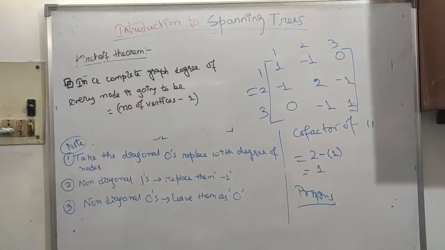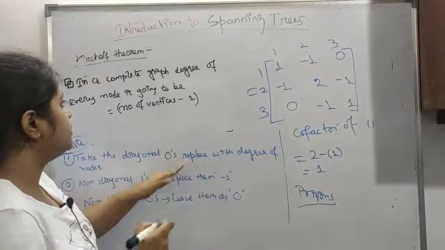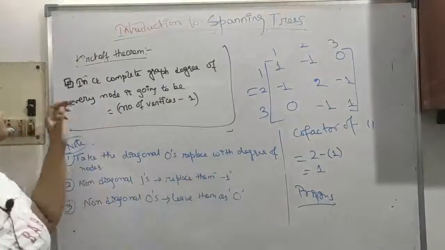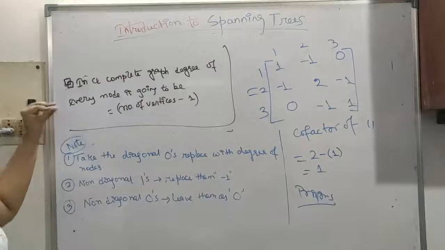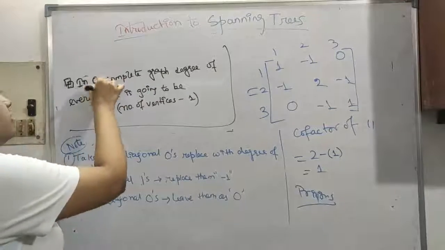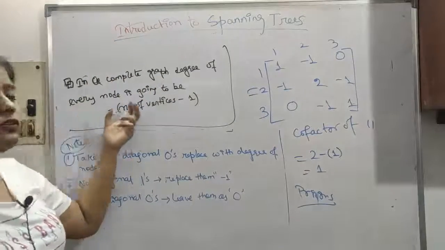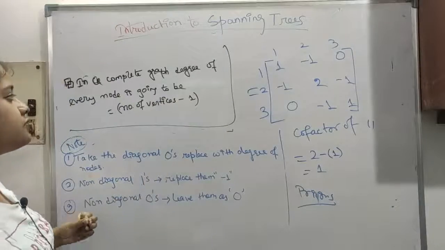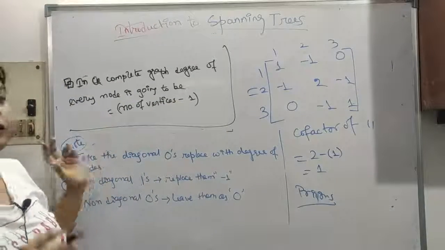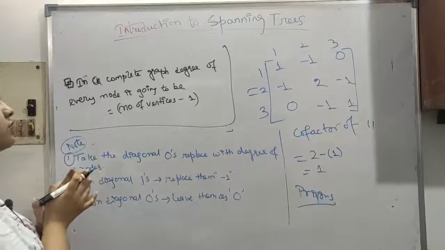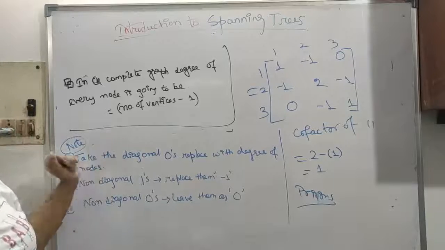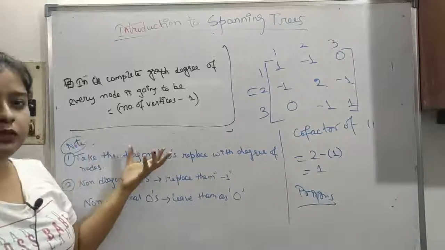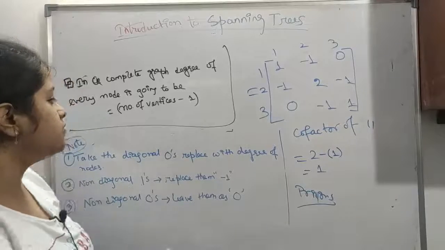So I forgot to mention one important point. Here it is, I have written it down. The Kirchhoff's theorem. In a complete graph, the degree of every node is going to be the number of vertices minus 1. Since it is complete, the degree will be number of vertices minus 1. So this is important. This might be used in some questions, so just take a note of it.